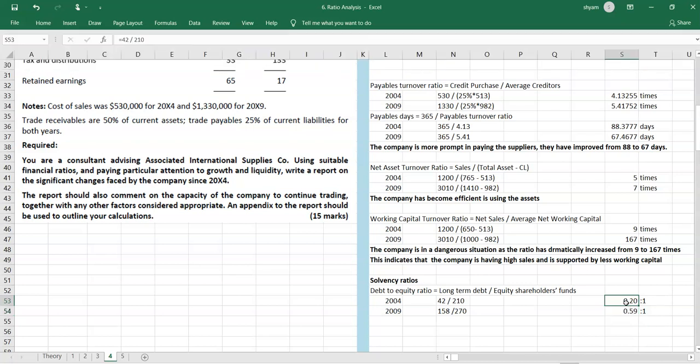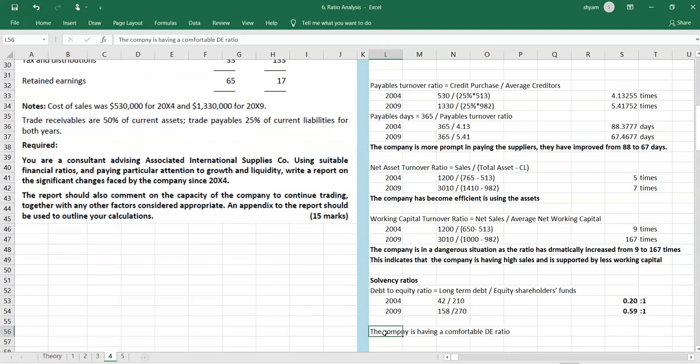Okay, so if you look at the ratio, 1:1 is great, but less than that is much greater. Earlier they had a lower debt, but now they have increased their debt, but still they can increase their debt. Okay, so the company is having a comfortable DE ratio.